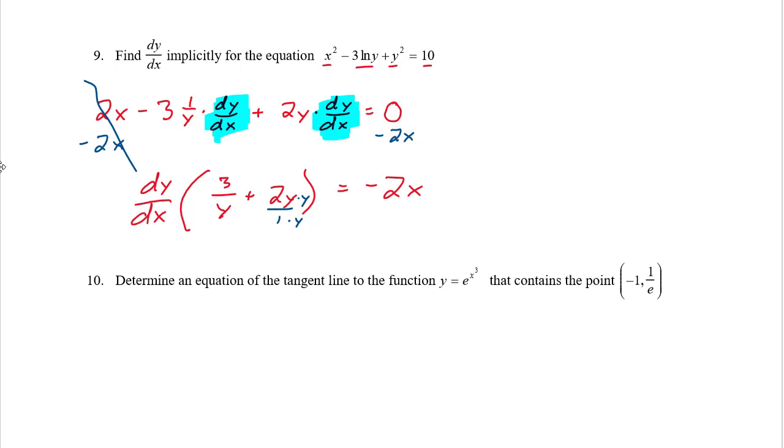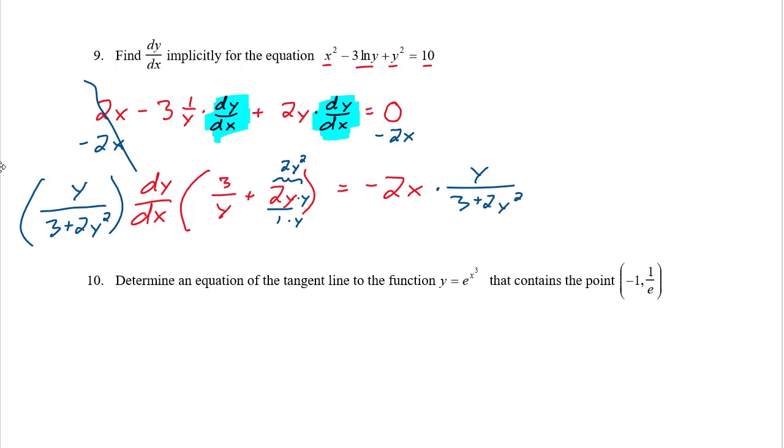So I can then picture, how do I get dy over dx by itself? Well, it would just be multiplied by the reciprocal, which would be, now that I have y as the denominator, a y over 3 plus 2y squared, if I were to actually combine that. Because the numerator here is now a 2y squared, and the denominator was y, so I could make that one single fraction. So if I multiply by its reciprocal, everything on top and bottom should be able to cancel out.